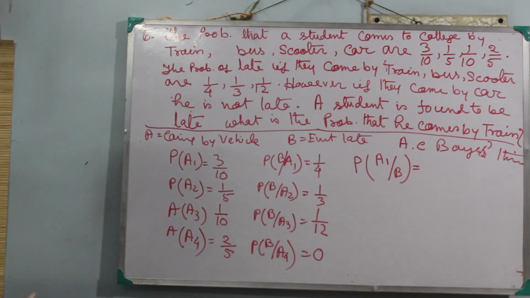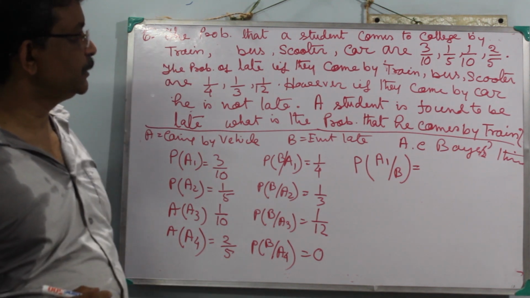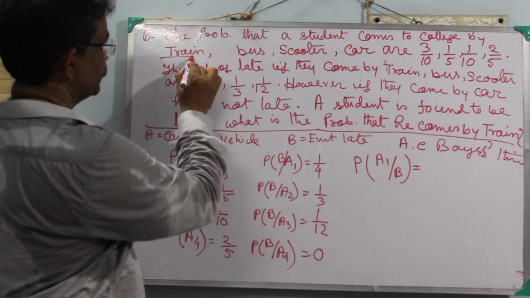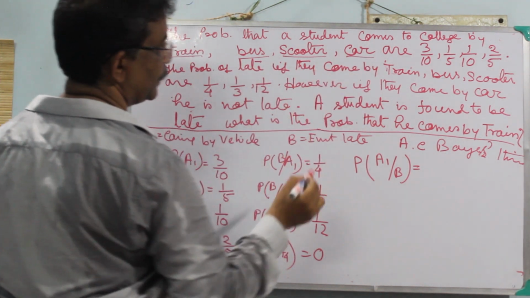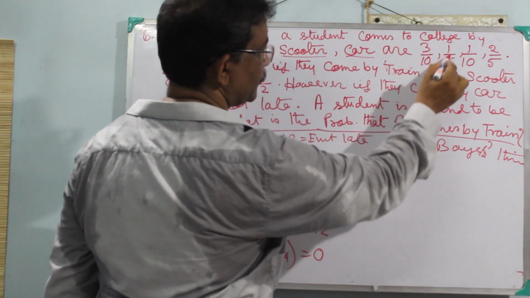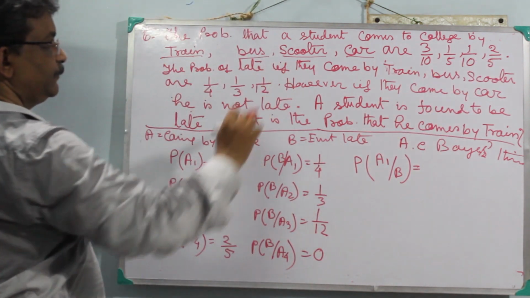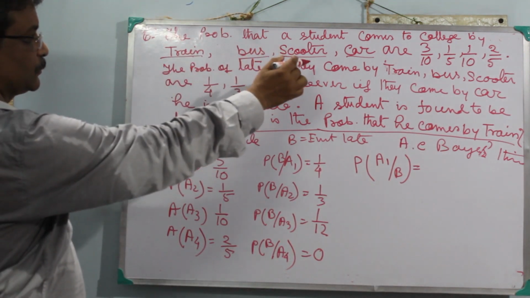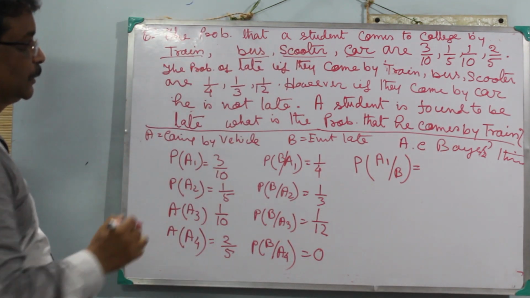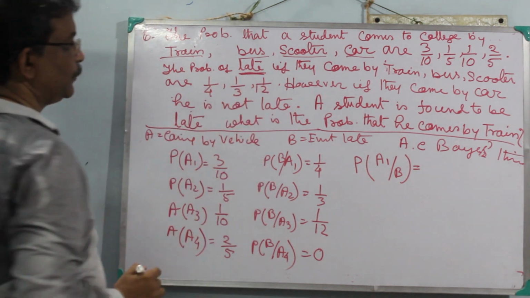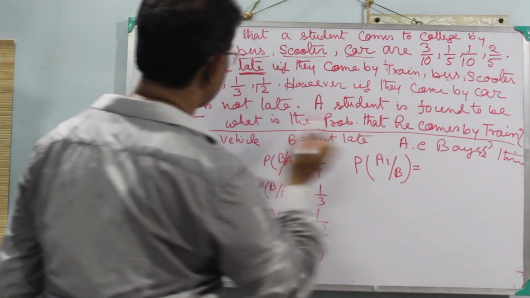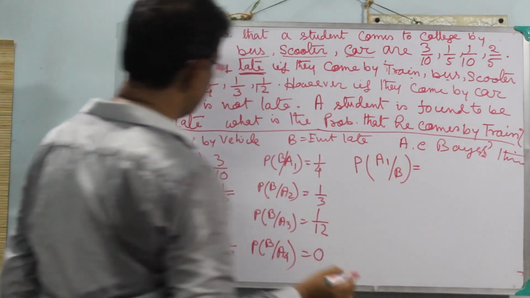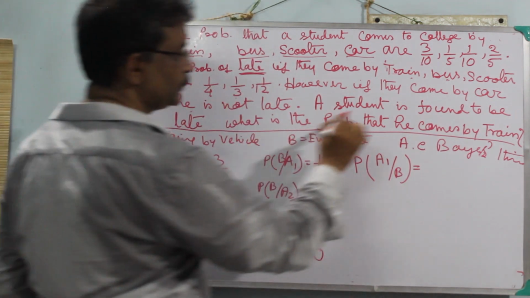Sixth problem. The probability that a student comes to college by different modes of transportation, train, bus, scooter, car, are 1/3, 3 by 10, 1/5, 1/10, 2 by 5. These are the probabilities they come by train, bus, scooter, and car respectively. What is the probability of being late if they come by train, bus, scooter? They are 1 by 4, 1/3, 1 by 12. However, if they come by car, he is not late. A student is found to be late.